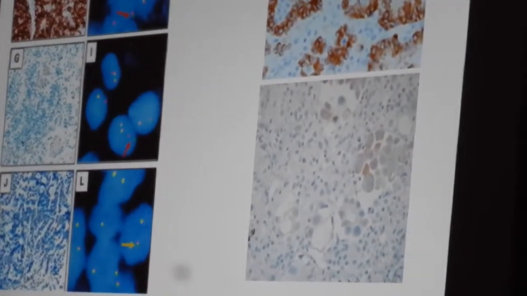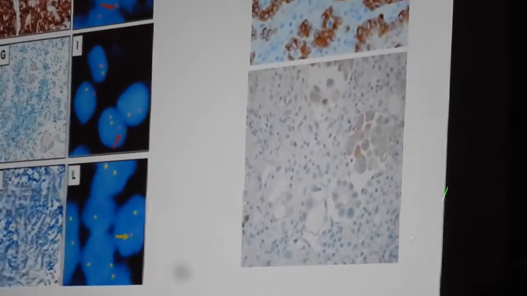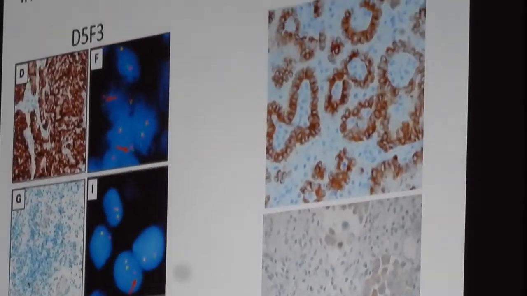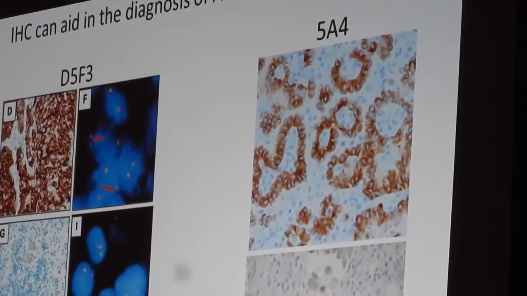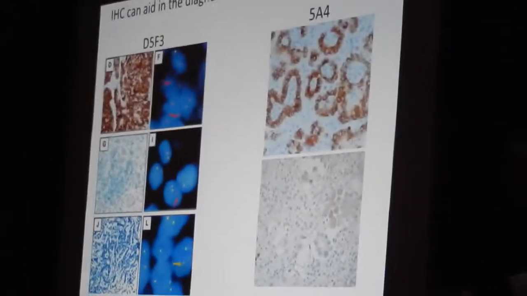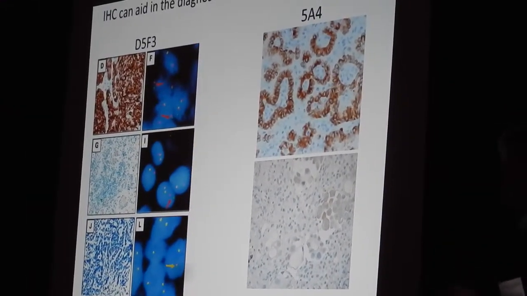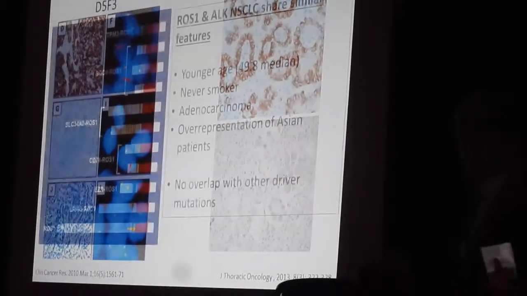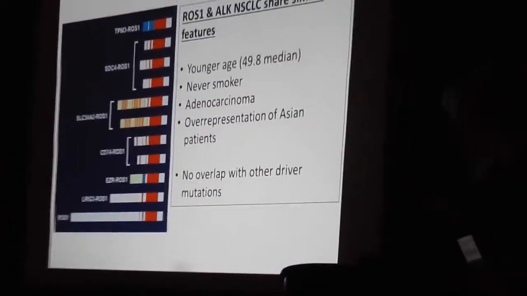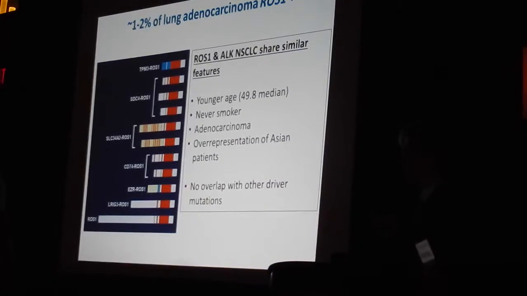So although these are not FDA approved, they could be a very effective screening mechanism. You can screen your cases, and anyone that looks positive or suspicious of being positive, you can reflex for confirmation with FISH. That's potentially a cost-saving measure, considering it's kind of a rare event in lung cancer. The second important gene rearrangement involves the ROS1 tyrosine kinase.